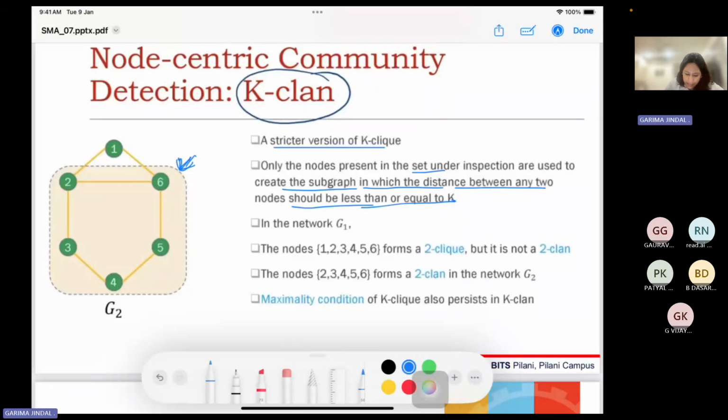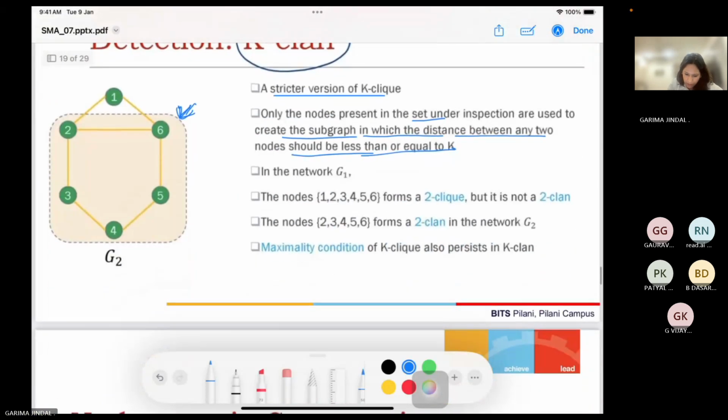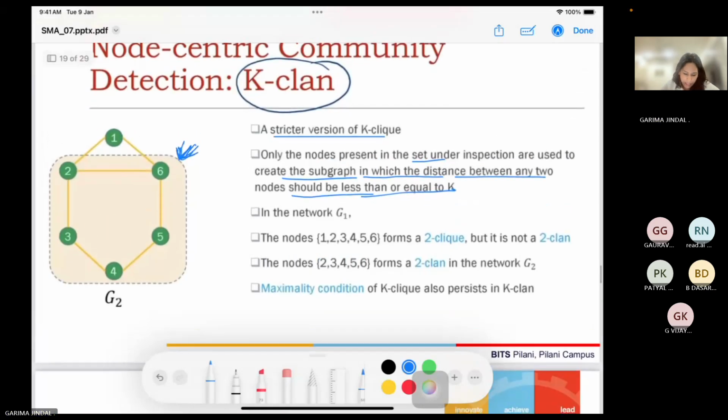So here, let us assume this example. 2, 3. If we are considering this example, can anyone tell me what is the value of k if we are calculating k-clan here in this particular graph?